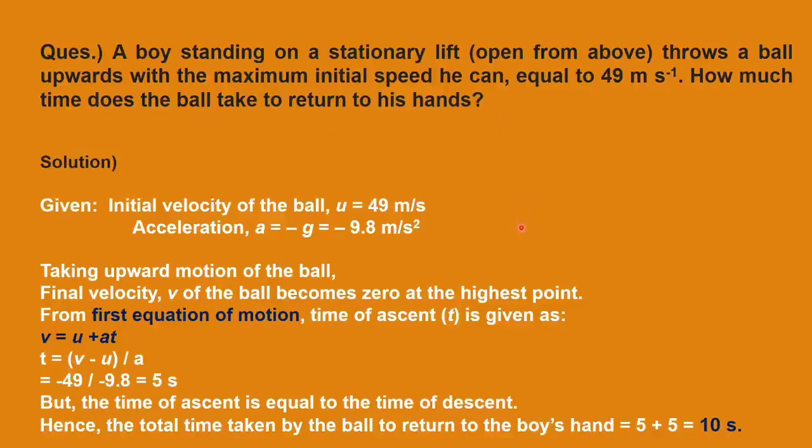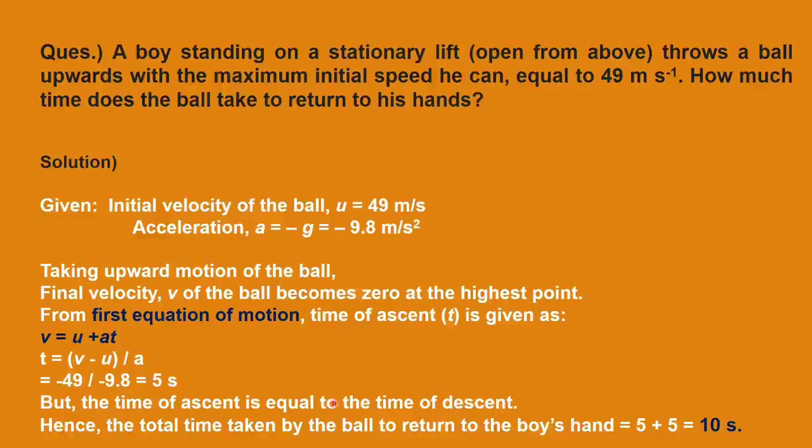So it means it is moving in the upward direction. At the highest point velocity will be 0. So the initial velocity is 49 meter per second, but the final velocity will be 0 at the highest point. So you can find the time of ascent, that is the time to reach the highest point, by using the first equation of motion. And of course, when I am throwing upward against gravity, I am taking acceleration as minus 9.8 meter per second square. If you solve for time, you get 5 seconds.